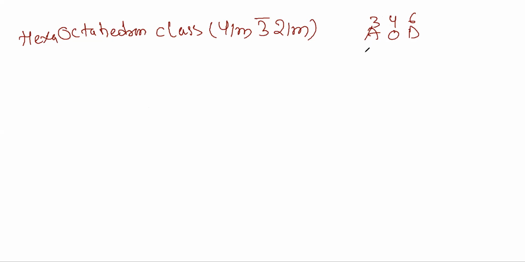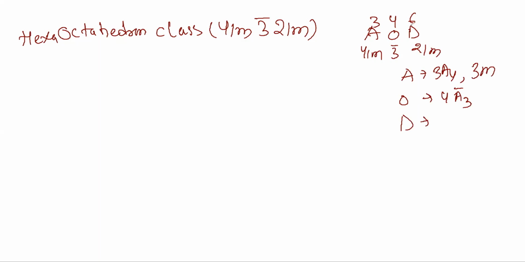So let's see here. 4 by m, 3 bar and 2 by m. So at the axial position, what we have got? 3A4, 4-fold symmetry is there, and 3 m, 3 mirror planes. At the octahedron position, what we have got? 4 axes of 3-fold symmetry with roto-inversion. At the diagonals, what we have got? 6 axes of 2-fold symmetry and 6 mirror planes.